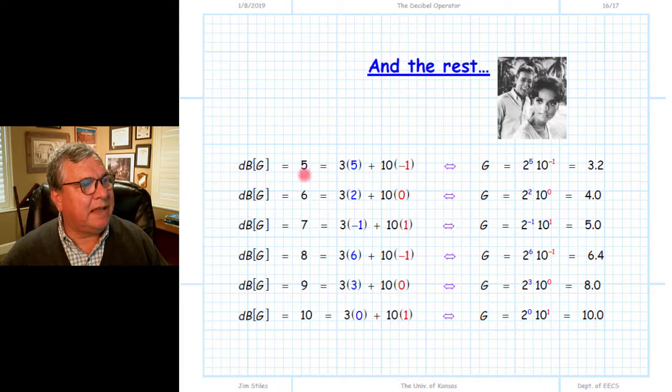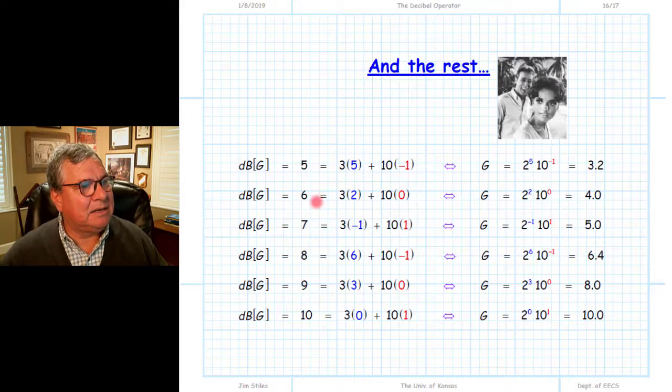Continuing then with a gain of 5 dB, 5 would be 15 minus 10, so therefore a gain of 3.2, m of 5 and n of minus 1, all right, will give us 3.2. 6 dB is 6 plus 0, which then gives us a gain of 4. Again, each time our gain goes up by 3 dB, our gain increases by a factor of 2. So we go from a gain of 2 to a gain of 4 when we go up 3 more dB.